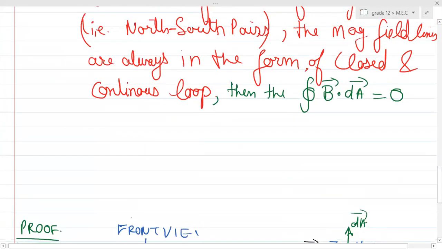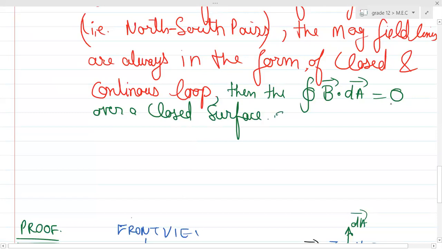Since the magnetic field lines are always in the form of closed and continuous loops, the integration of B dot dA is 0 over a closed surface. Yes or no, guys? Yes, sir. So this is the reason.